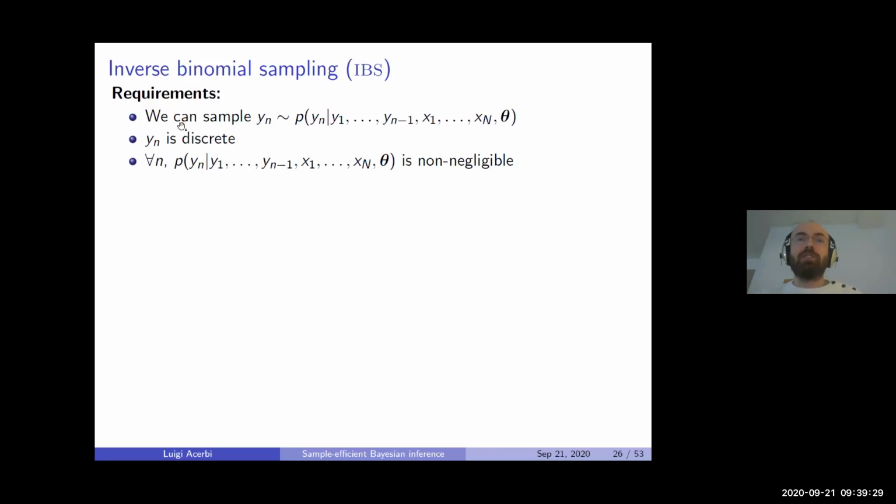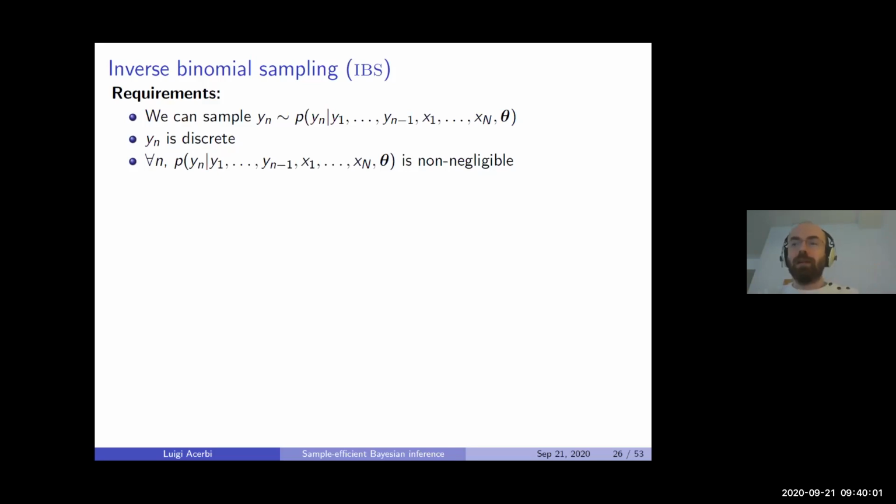The other requirement, which is a bit less strict, is that yn is discrete, so it comes from a discrete set. If it's continuous, it probably doesn't really matter, as there are lots of relatively cheap ways to convert from continuous to discrete. The easiest way, of course, would be to discretize the data, but you can be a bit smarter about that. So I think it's not a major problem. One other thing that matters is that for every data point there must be a non-negligible probability of the observation being drawn, or simulated, from your model.